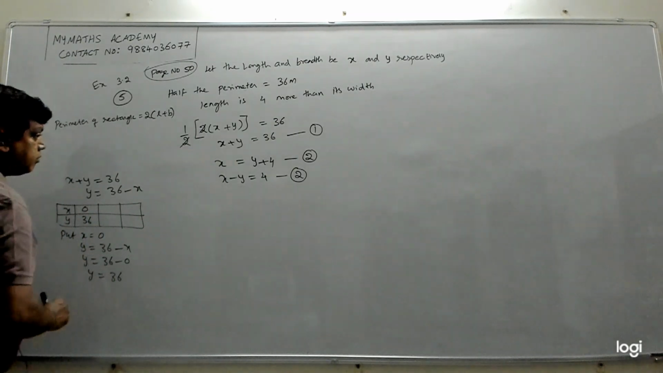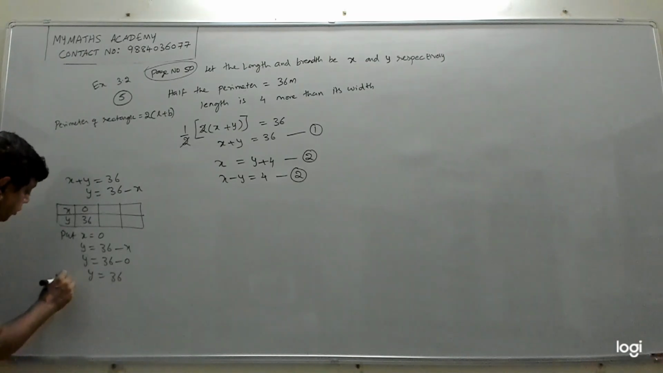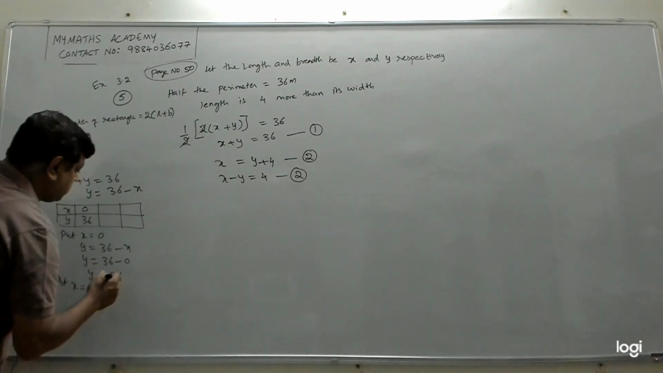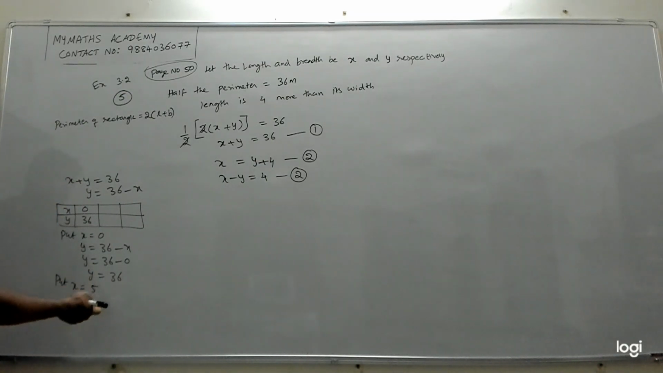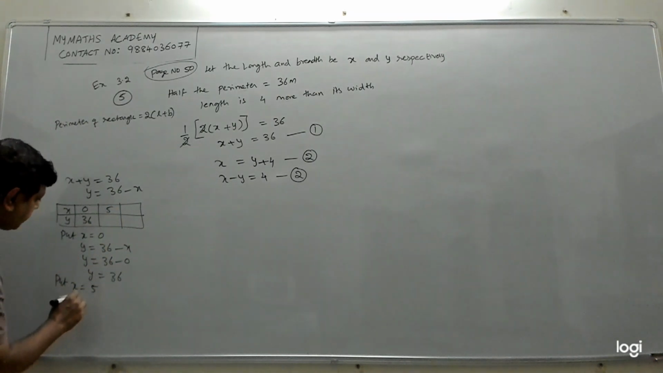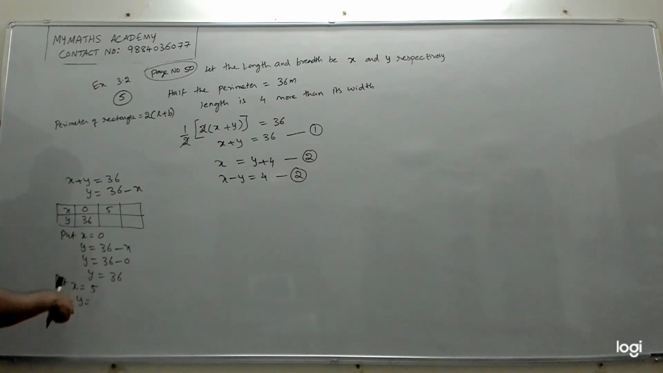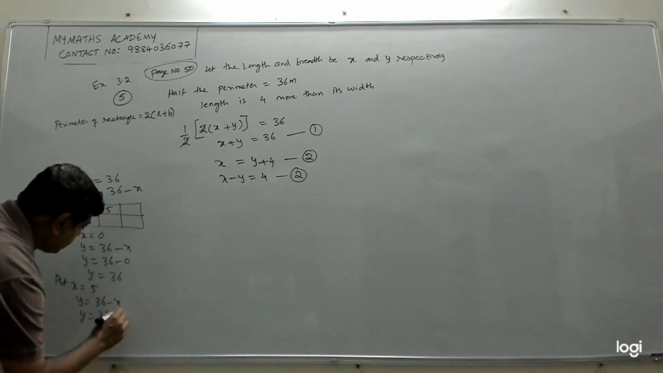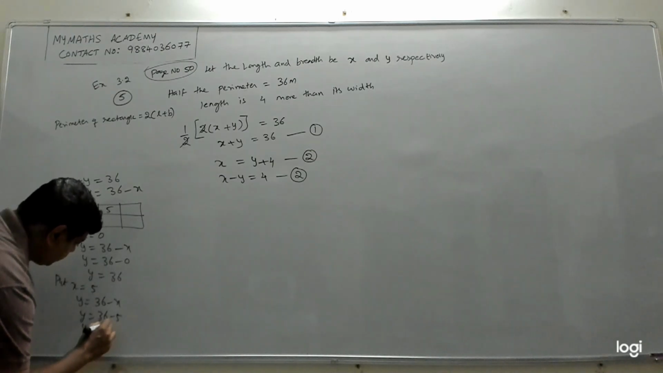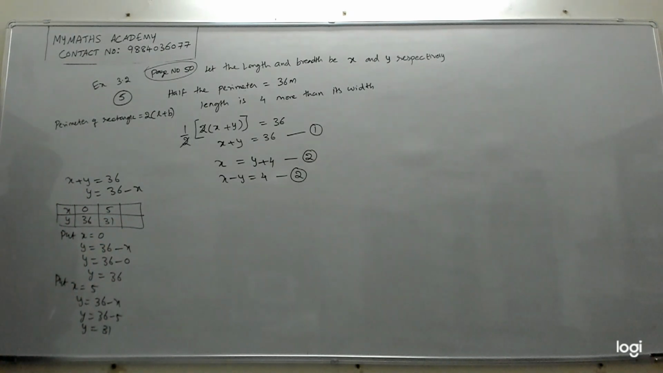Then we'll put another value. We'll put x is equal to, probably a little bigger number. We'll put x is equal to 5. You can put x is equal to 1 also. In that case, you will get y is equal to 35. Doesn't matter. We'll put a little bigger number. So x is equal to 5. You can put any number, 1, 2, 3, anything. So 36 minus x, which means y is equal to 36 minus 5, which means my y is 31.